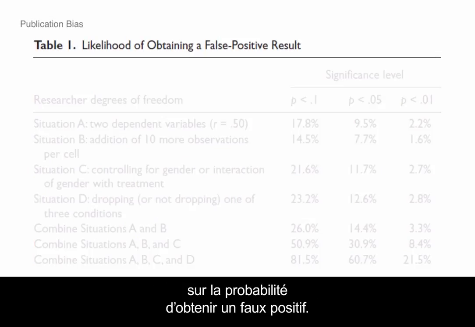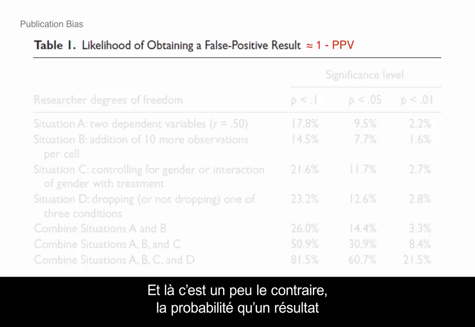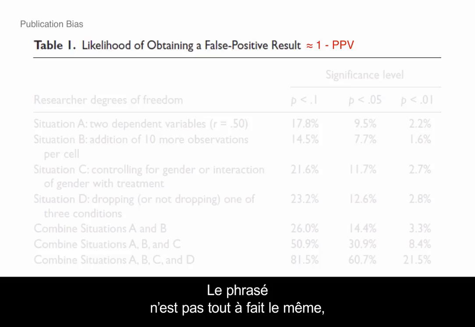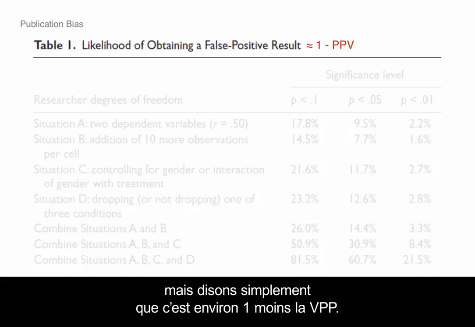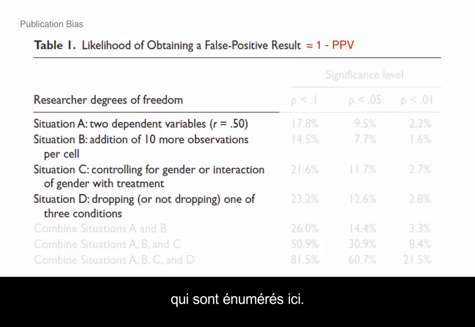And they're interested in the likelihood of obtaining a false positive. So this is just 1 minus the PPV. The PPV is like, what are the odds that when I see a result, it's real? And this is sort of the opposite. When I see a result, is it a false positive, basically? So kind of like 1 minus the PPV. The wording isn't exactly the same. The denominators are different in those two, but let's just say it's roughly 1 minus PPV. And they look at researcher degrees of freedom in 4 cases, which are listed out here.